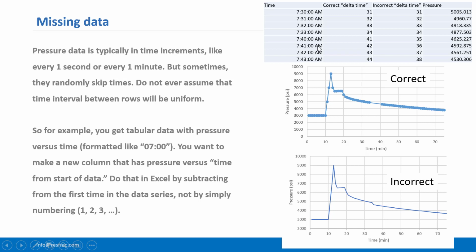So here what happened is I took this data, I assumed that every row was 1 minute, made a plot, and we saw an abrupt drop in pressure. The problem is that it turns out there was just one particular pair of rows where they weren't separated by 1 minute. So actually, this is what the data should have looked like. This is the kind of thing that you'll just see all the time. You just got to be careful about it.